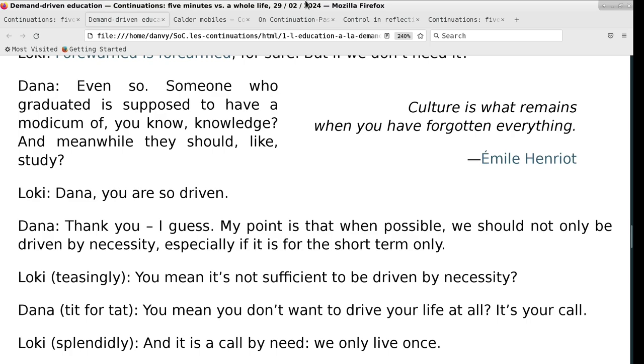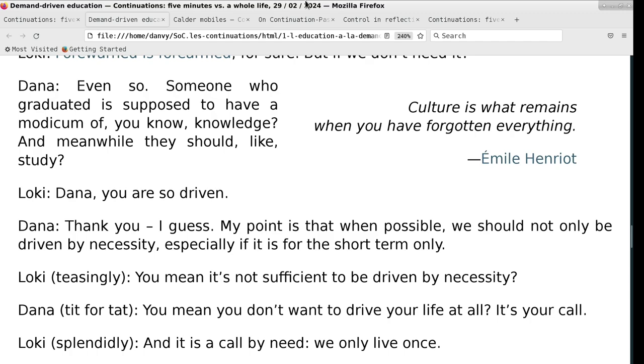Even so, someone who graduated is supposed to have a mediocre amount of knowledge, right? And meanwhile, they should study. Am I a slow driver? Thank you, I guess. My point is that when possible, we should not only be driven by necessity, especially if it's only for the short term.